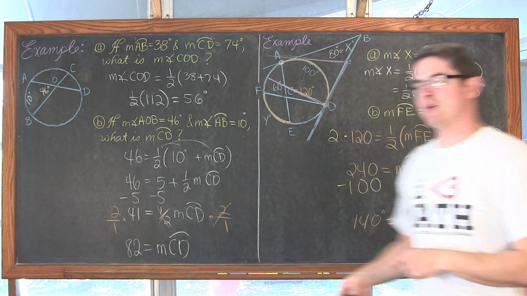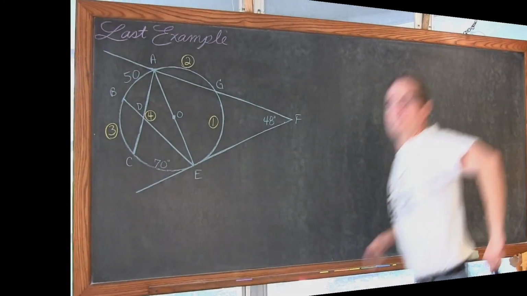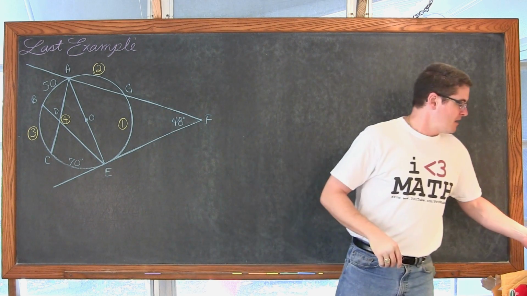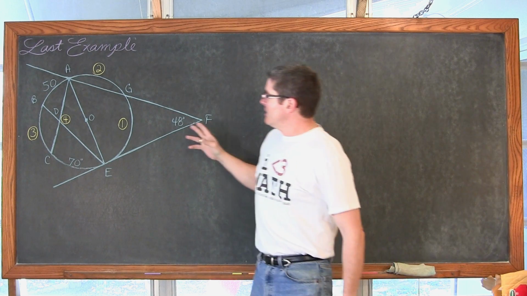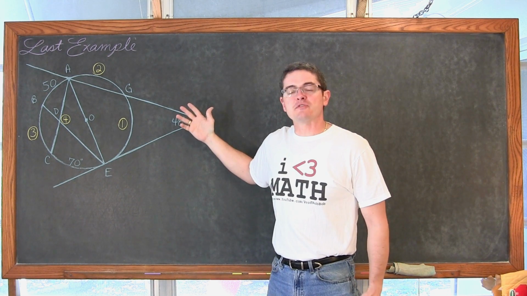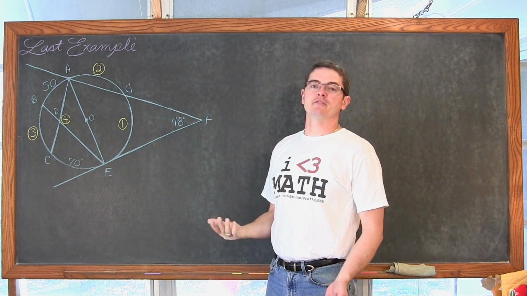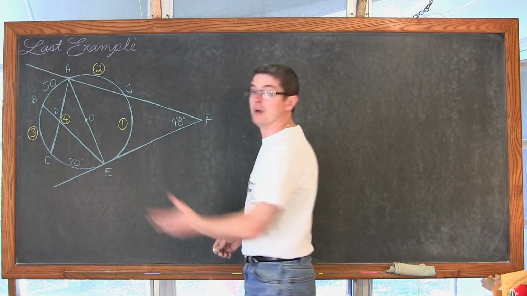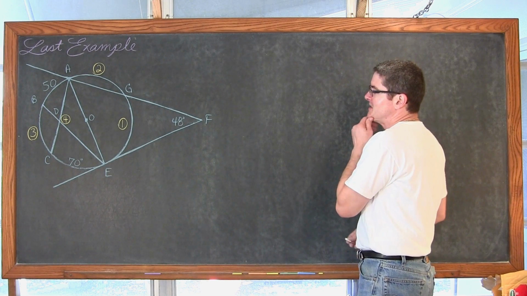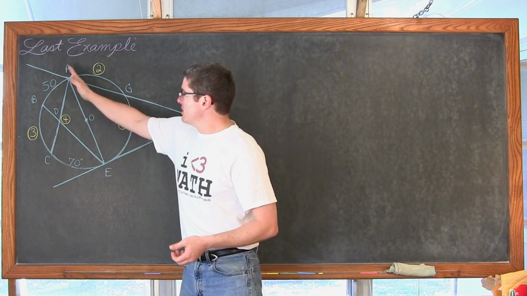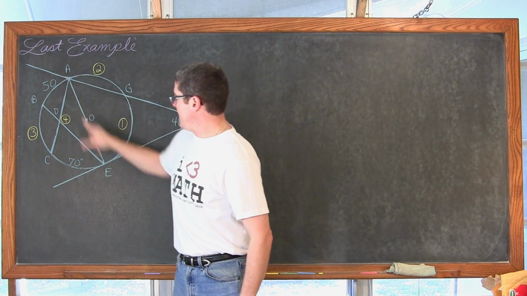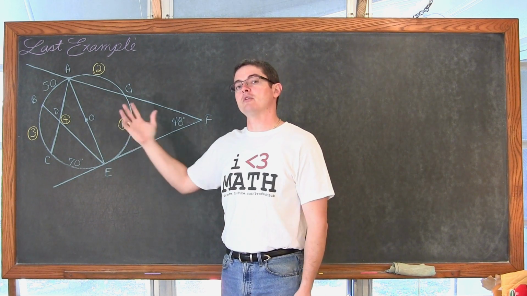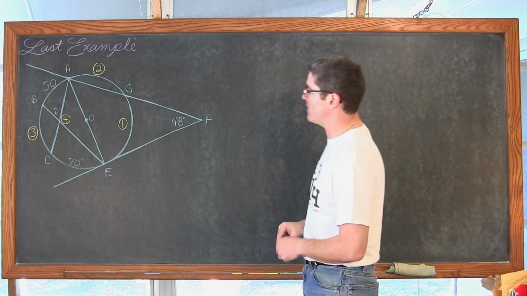Now, last picture. Our last example has 4 parts. I don't care which one of these you find first, or that we find first. Let's do one. Now, we have to know that this segment AE is a diameter. Otherwise, we won't know enough information to be able to finish this problem.